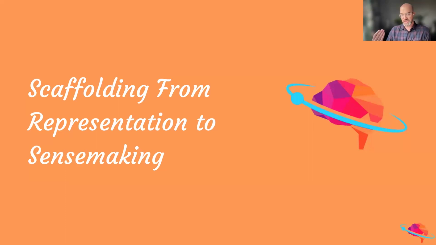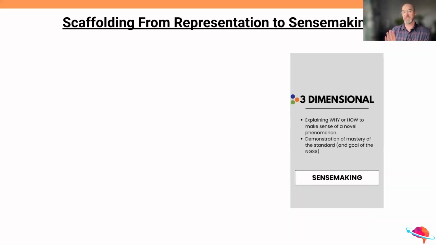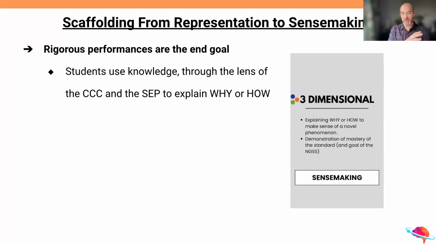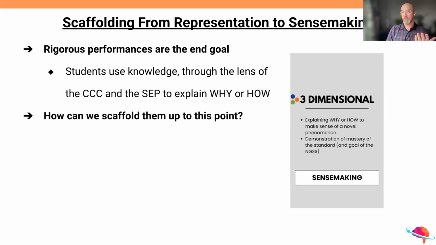So I guess the question now is, how do we scaffold them up to this? How can we get them from understanding things to this rigorous three-dimensional performance? I want to explain this three-dimensional performance a little bit more as well. And this is an end goal. So you can't give students a novel phenomena at the very, very beginning of a lesson on natural selection and expect them to be able to explain it. In order to do that, we need them to understand that knowledge, to understand how to apply the cross-cutting concept, cause and effect in this case, and the SEP, which is constructing explanations, to explain why or how something is happening.